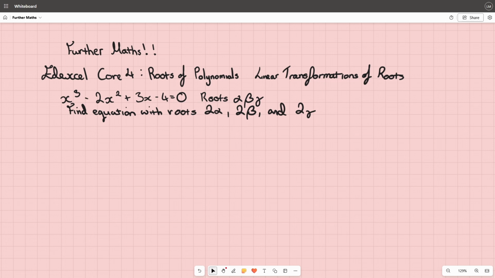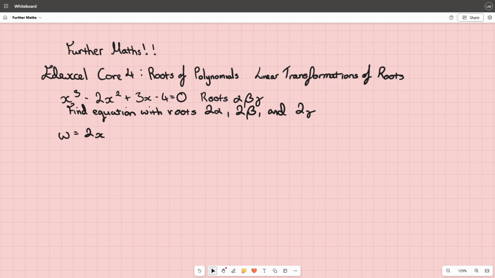Okay, and so for this first one, we're going to do this equation with roots 2 alpha, 2 beta, and 2 gamma, because this is a cubic equation. I do want to say that all of the roots will always be treated with the same function. So if they're multiplied, all of them will be multiplied by the same number. And if a number's added to them, all of them will have the same number added to them. Okay, and so this helps with the method that I use. So we're going to take a random value, let's say w is equal to 2x, because all of them are multiplied by 2.